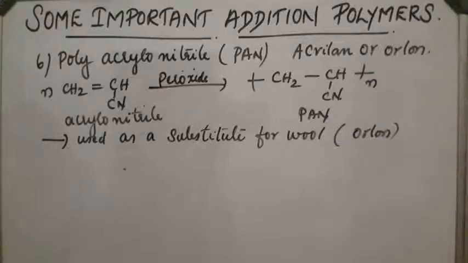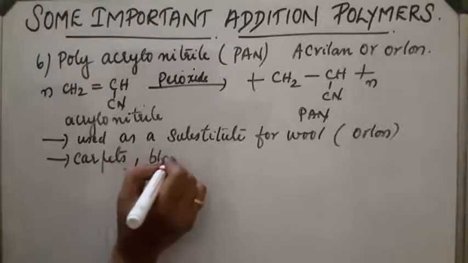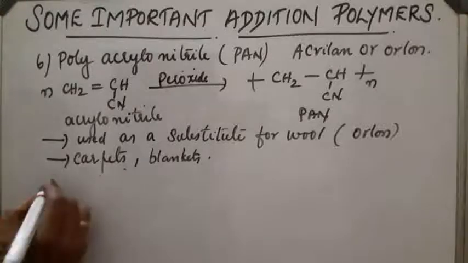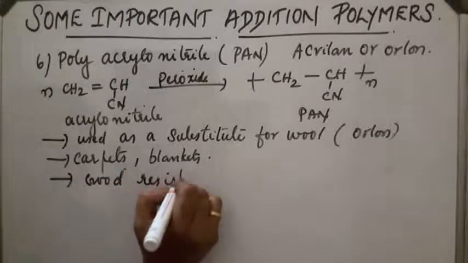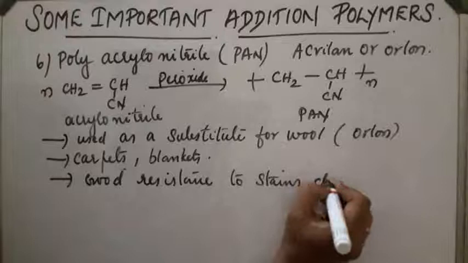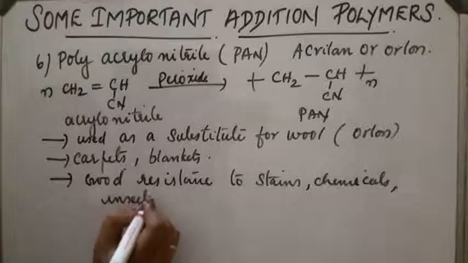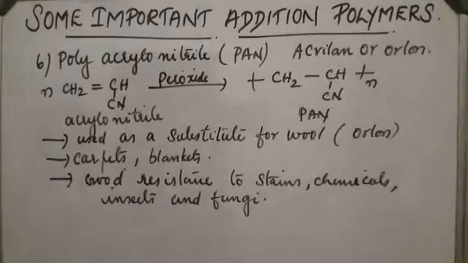Another use: it is used for making carpets, blankets, etc. And they have good resistance to stains, chemicals, insects, fungi, etc. These are the important uses of PAN.